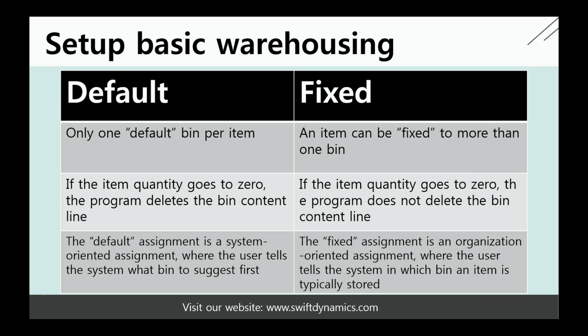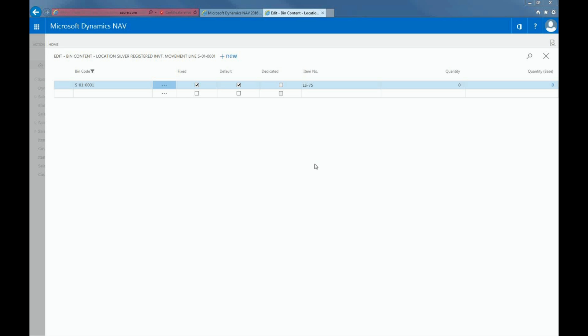The default assignment is like a system-oriented assignment where the user tells the system what bins to suggest first, while the fixed assignment is an organization-oriented assignment where the user tells the system in which bin an item is typically stored. So that's the way you can look at the differences between default and fixed. And that's something we can do, enter bin content and define it as fixed content. Again, you don't have to do this, so this is an option, but it could have the advantage that you can define the fixed places of an item in a warehouse.